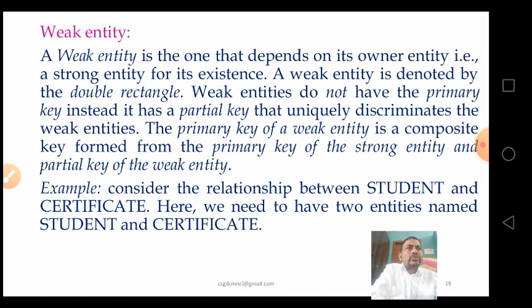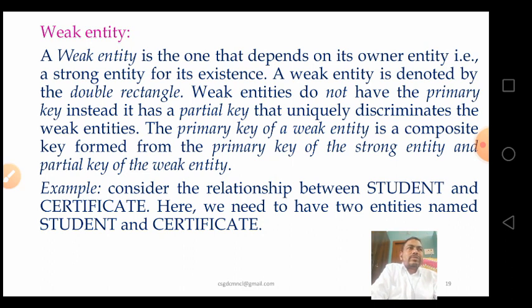Weak entities do not have the primary key. Instead, it has a partial key that uniquely discriminates the weak entities. The primary key of a weak entity is a composite key formed from the primary key of the strong entity and the partial key of the weak entity.